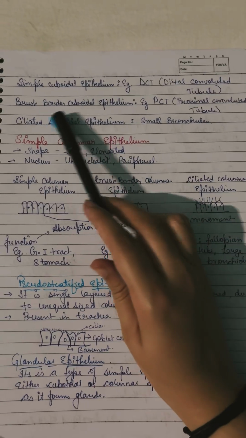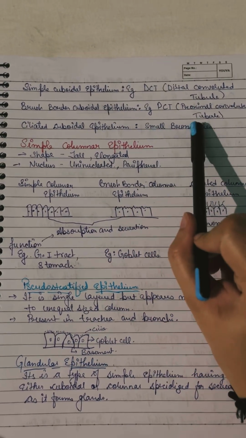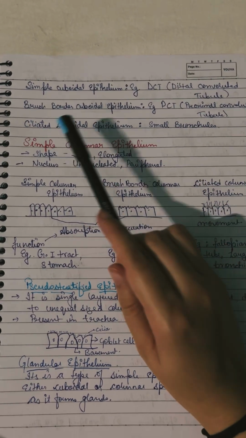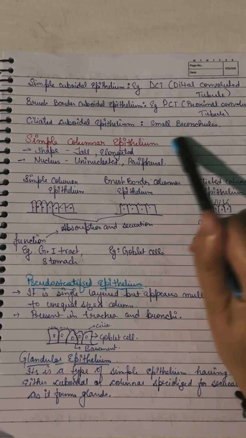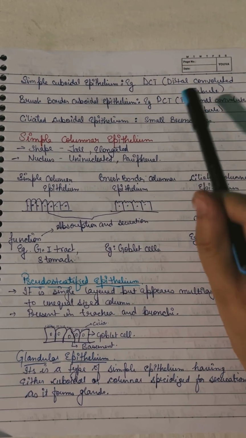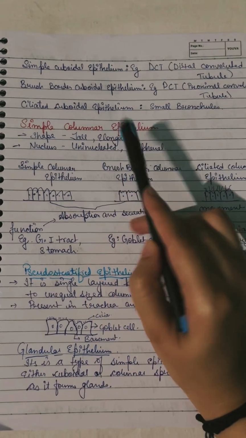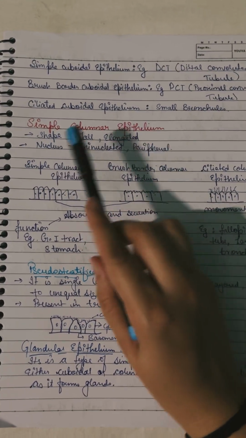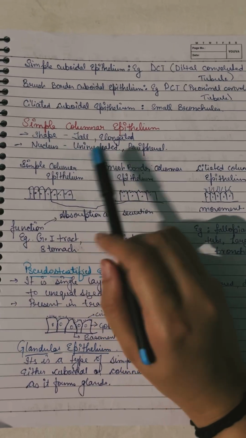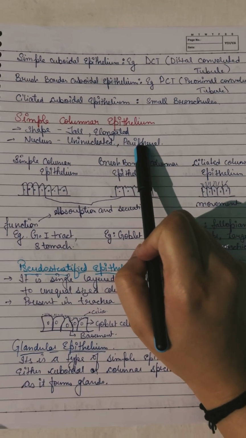Brush border cuboidal epithelium is the same in the excretory system, the PCT, the proximal convoluted tubule. Ciliated cuboidal epithelium is present in small bronchioles. And we have simple columnar epithelium. The shape is tall and elongated. The nucleus is uninucleated and present peripherally.